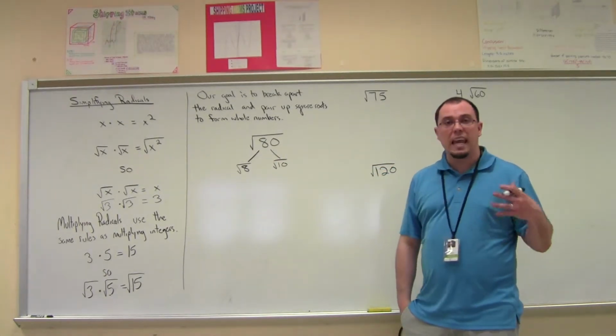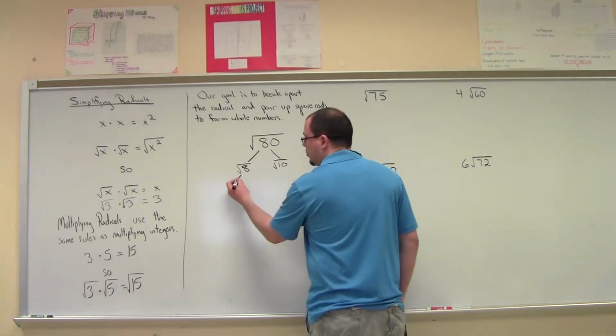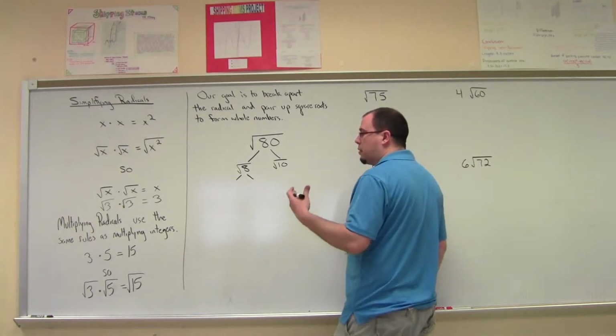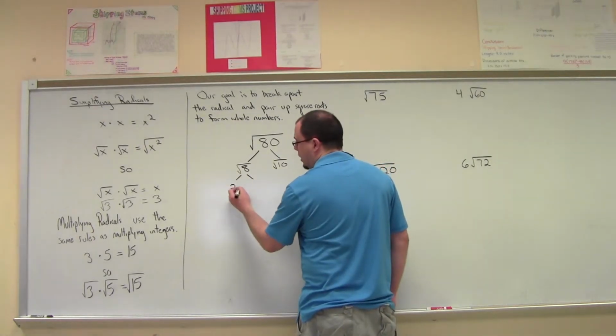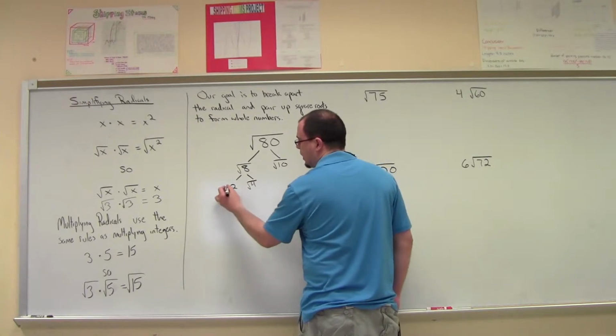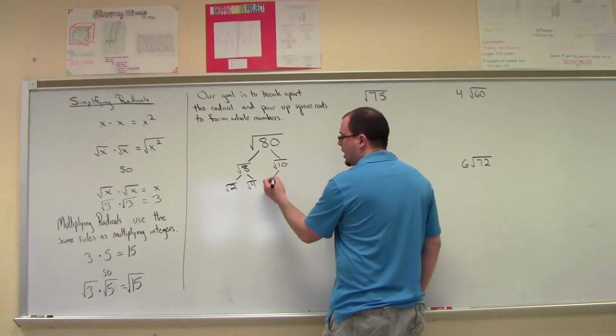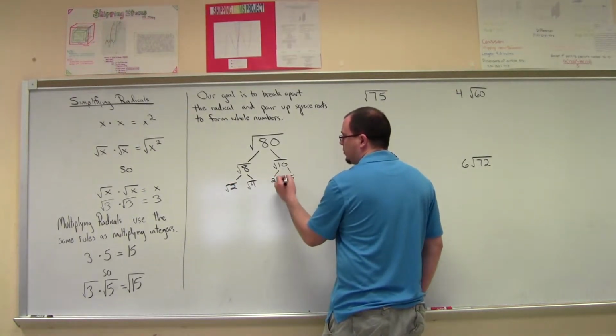Now we want to break down the 8 and the 10. So are there any two numbers that multiply to equal 8 other than 1 and 8? Well, we can come up with 2 and 4. That'll work. And same thing with 10. We can come up with 2 and 5.